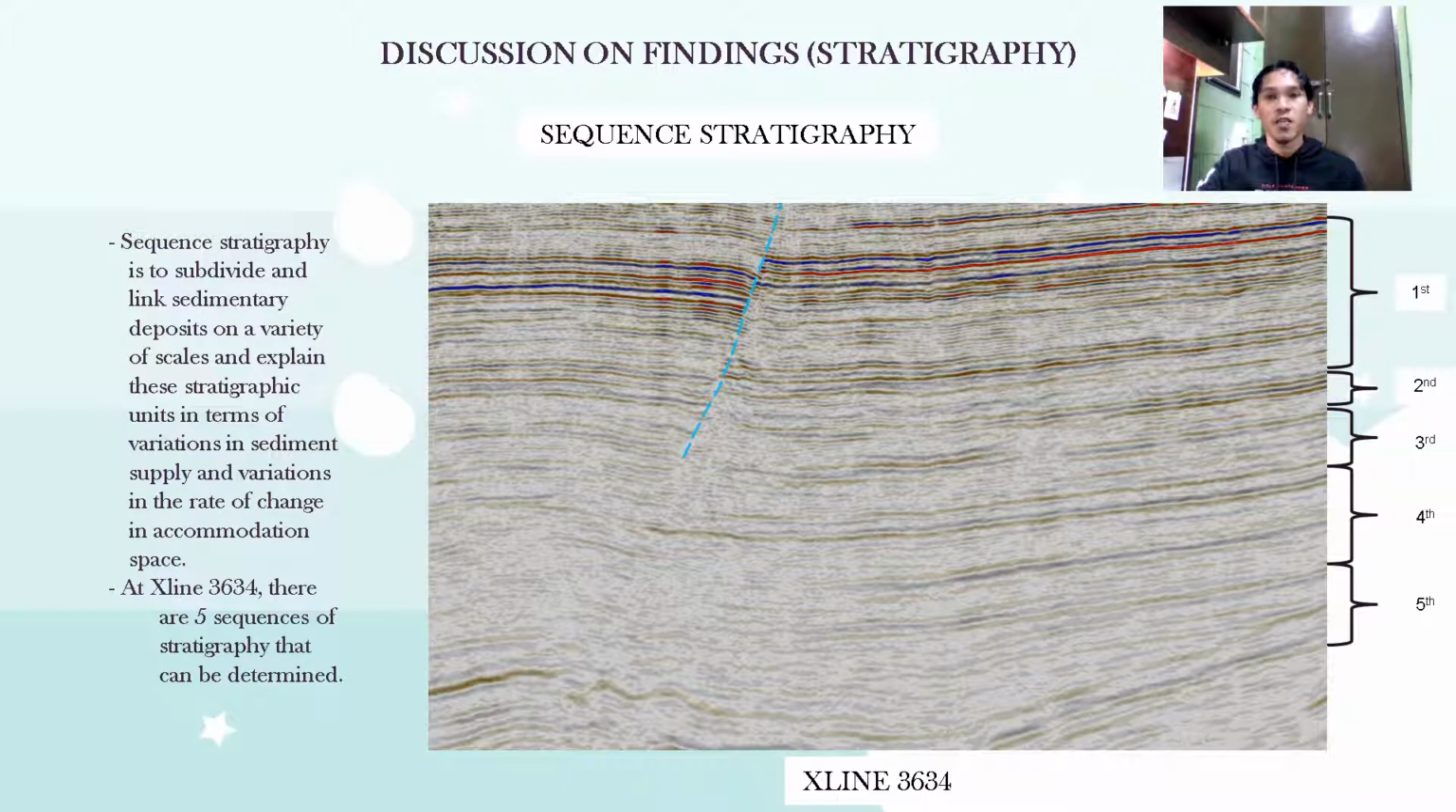Then we go to the discussion of findings, which is the stratigraphy. The first one is the sequence stratigraphy. Sequence stratigraphy is to subdivide the linked sedimentary deposits on a variety of scales and explain these stratigraphic units in terms of variation in sediment supply and variation in the rate of change in accommodation space. And we can see at the S line 3634, there are about 5 sequences of stratigraphy that we can get from this section.